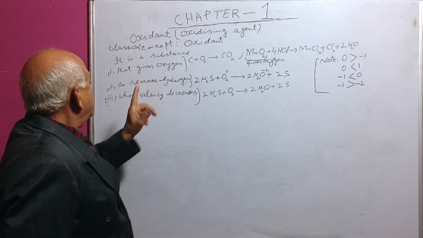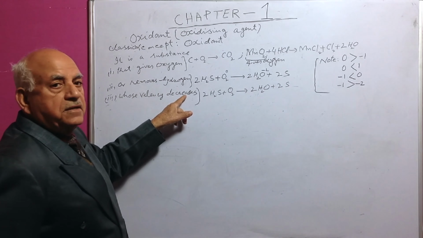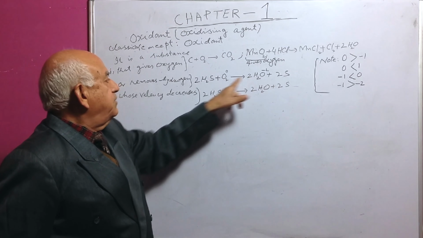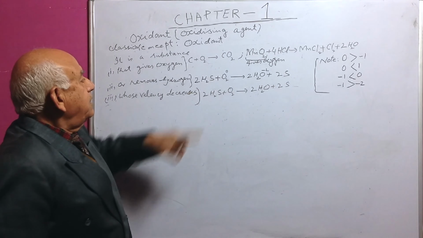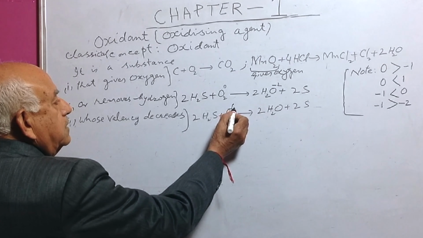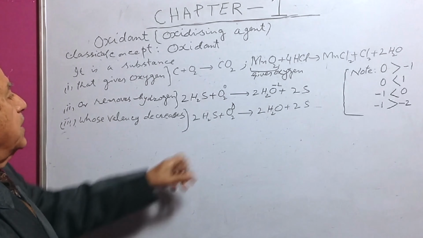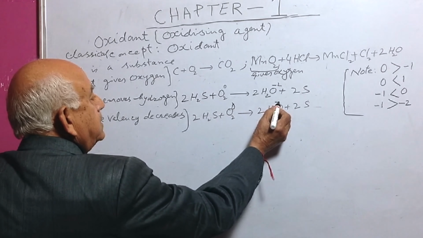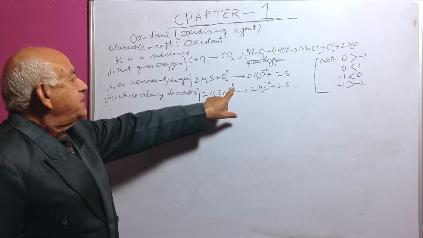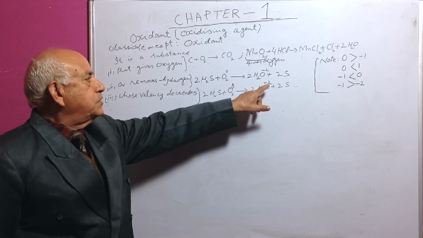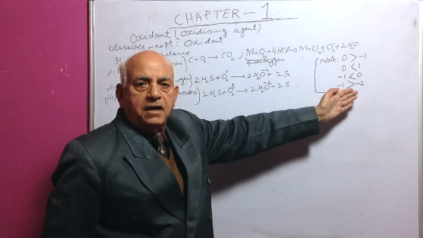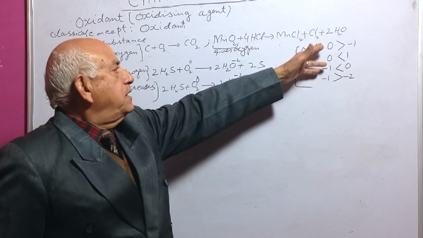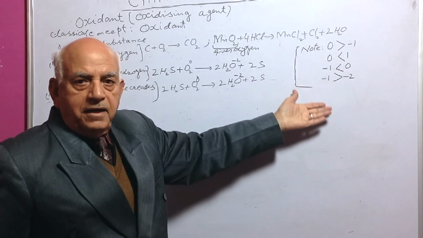It is also a substance whose valency decreases. Again consider this reaction, 2H2 and 2 sulfur. Just see, this is the valency of oxygen. Here it is 0 and then this is -2. So valency has decreased from 0 to -2. I have given some notes here. Please write them up. You will see that these will help you in the later chapter.